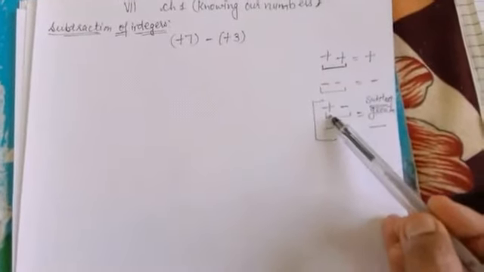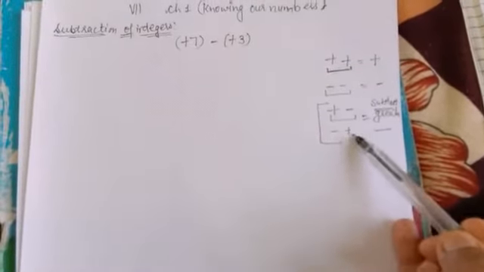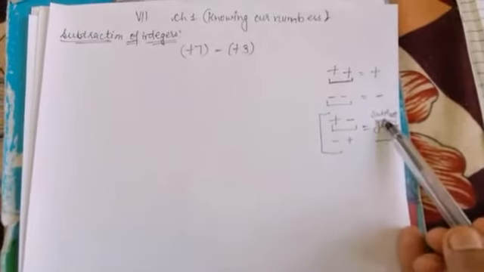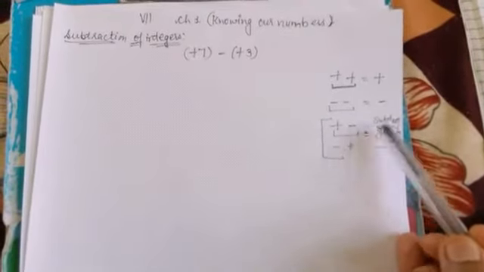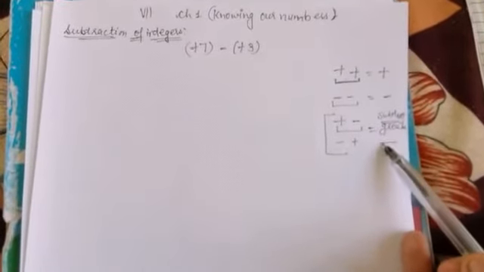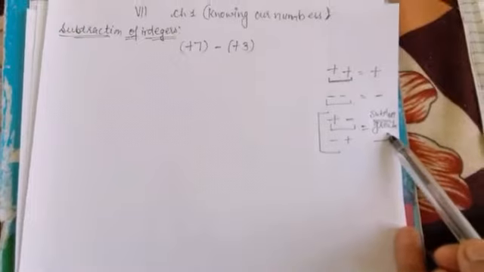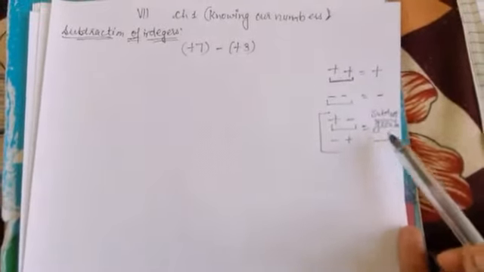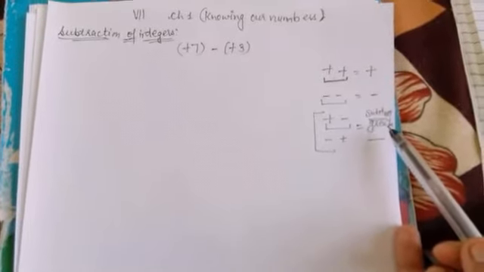When numbers are in positive, negative or negative, positive, vice versa, we have to subtract always. Positive, negative, plus, minus, minus, plus. But answer always will be with the greater term sign. Either it is positive or negative, answer always will be of the greater term.